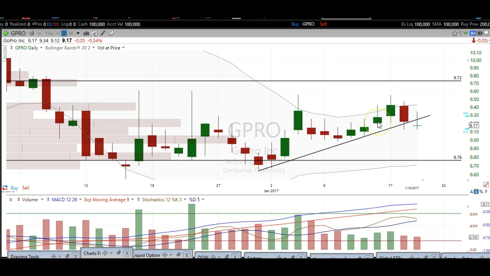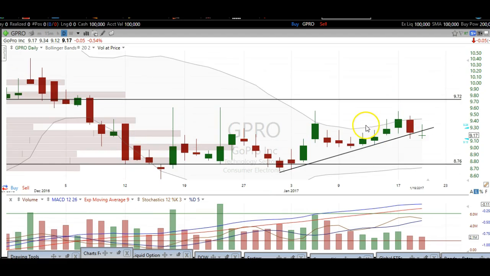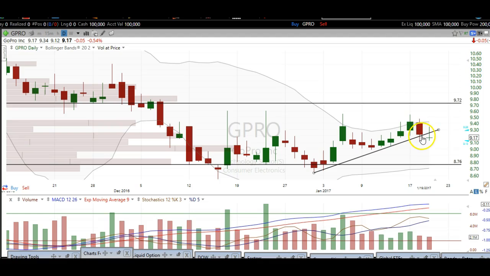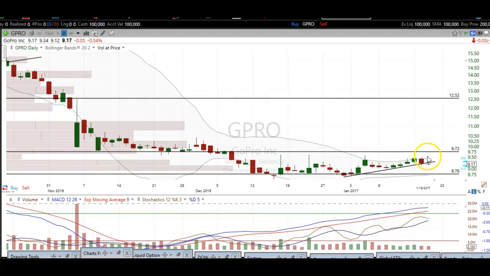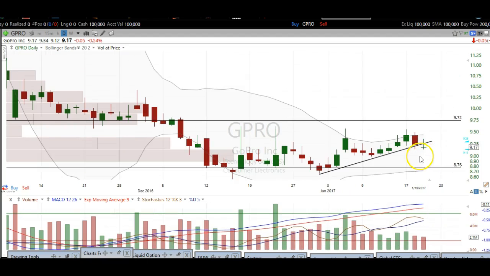Now what to expect with GoPro? Well, GoPro broke this short-term uptrend line right here. I'm not going to put too much weight on that. I do think that obviously we still have support down here at about 875, and to me that's a buy zone here on GoPro. The next major resistance, which we haven't quite really tested just yet, we almost tested it here and there and almost right here, but not a true test.